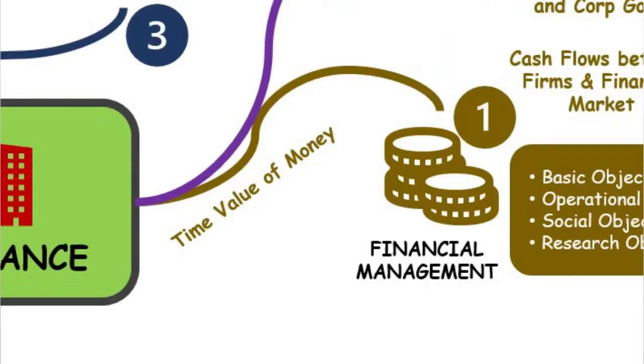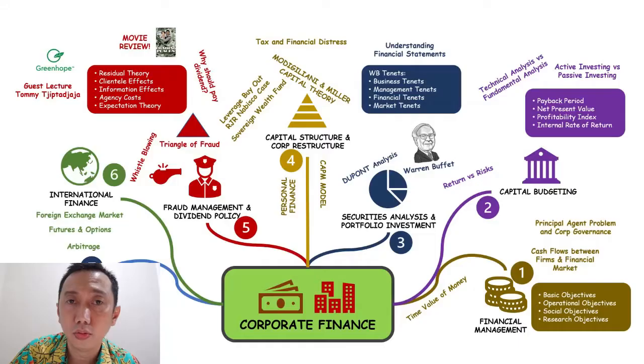And in this chapter, we also learn about the time value of money, which is that receiving $1 today is worth more than receiving $1 in the future due to the opportunity cost. How we calculate the value of money in the future, we call it compounding. And how we calculate the present value from the future value, we call it discounting. So that is the first part that we learn about financial management.